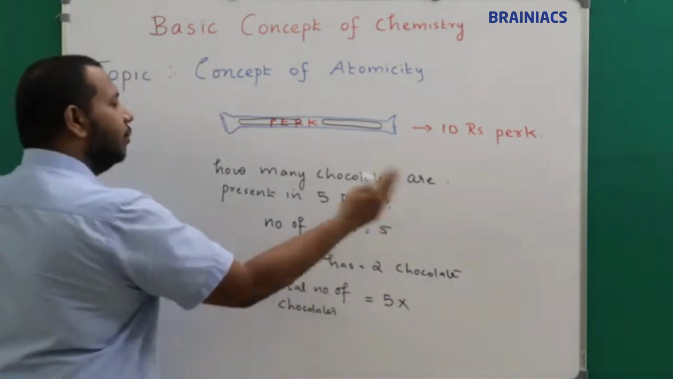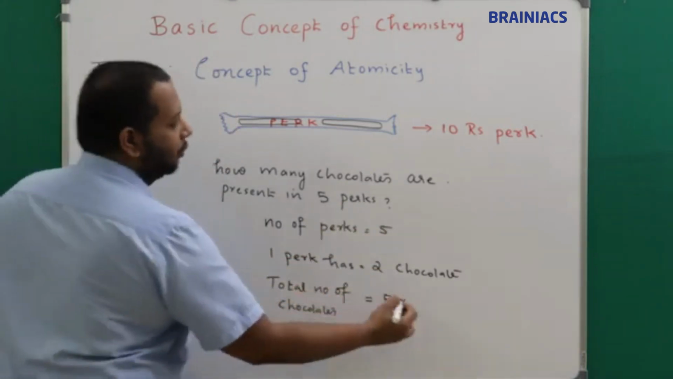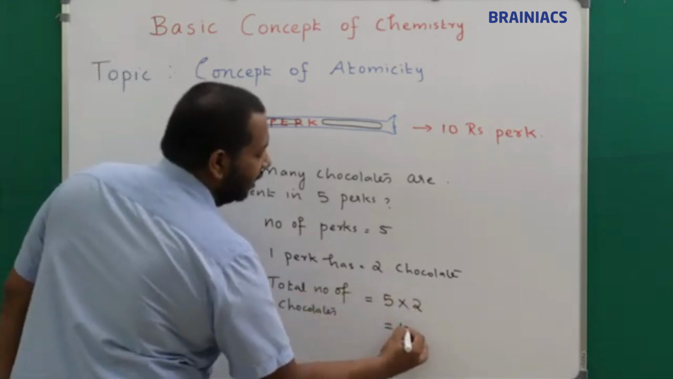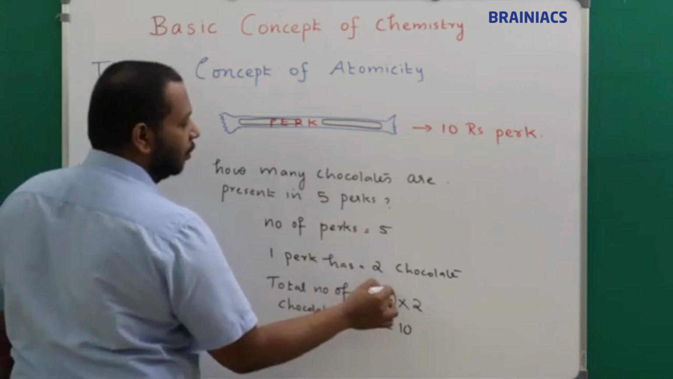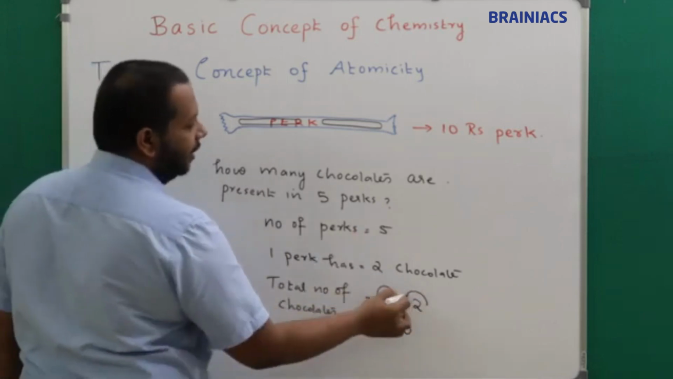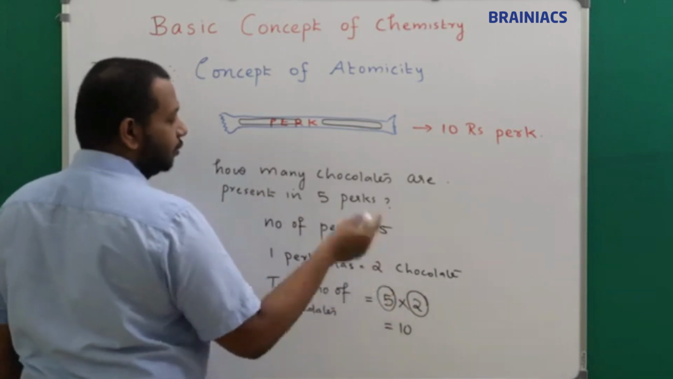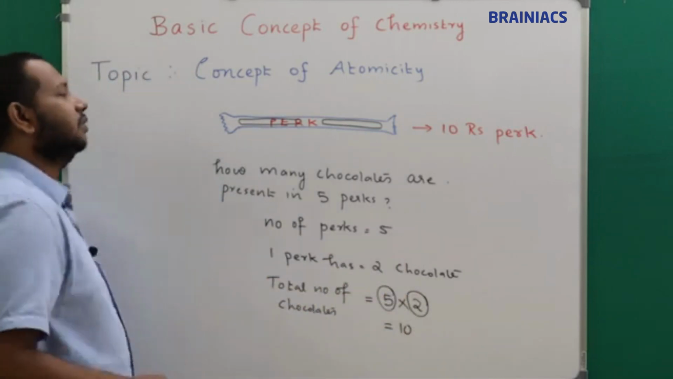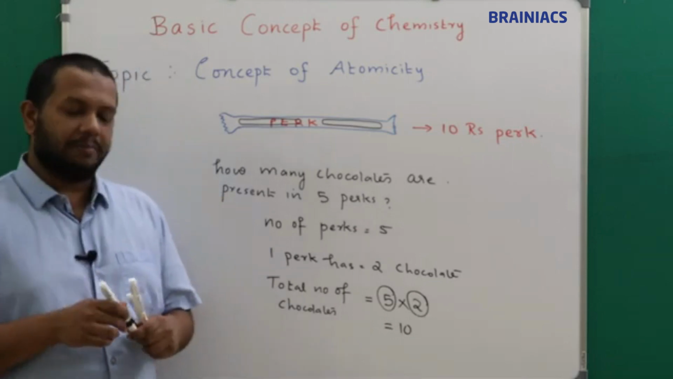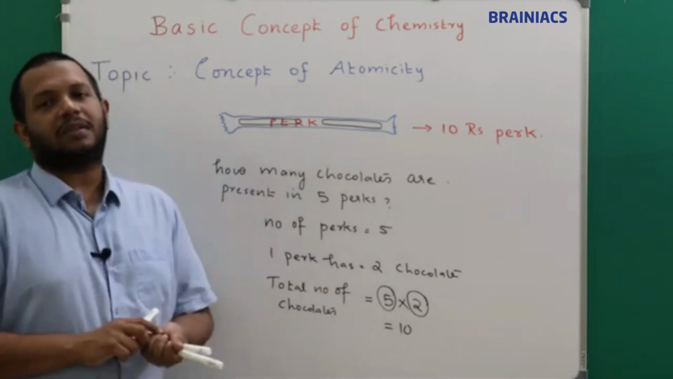In each pack, how many chocolates are there? 2. So 5 into 2, I can say 10. Here 5 is the number of packs, that means the number of molecules, multiplied by the number of chocolates in each one, that is atomicity. So 5 into 2, 10. This is a simple example you can remember to learn the concept of atomicity.